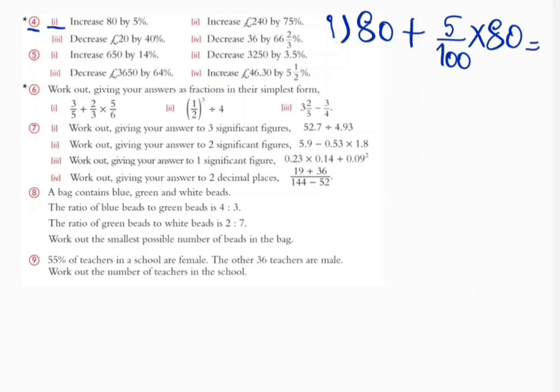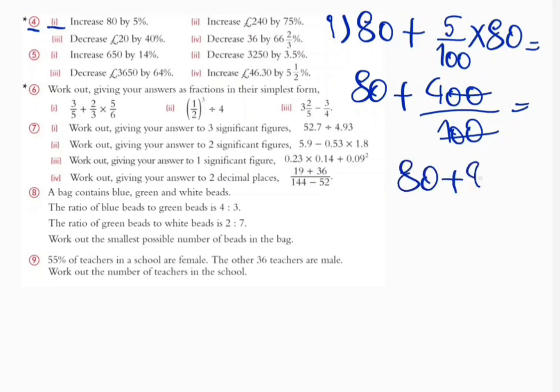That's how we can do all the percentage questions which are to do with increasing or decreasing a number by a certain percentage. And in this case, that's how we do this question. So now it's going to be 80 plus 400 over 100, and these two zeros cancel out. So it's going to be 80 plus 4, which is 84. So that's the answer of part 1.